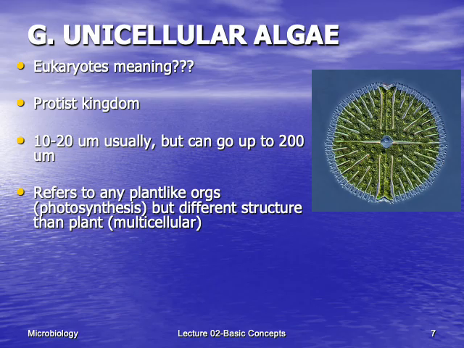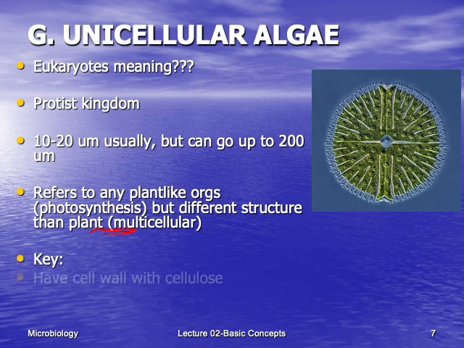They're referred to as plant-like organisms because they do photosynthesis. But they're not plants because plants are multicellular. So we say if they're unicellular, then they're going to be in the protist kingdom. Okay? They're unicellular, they're in the protist kingdom. If they're multicellular, they're going to be in the plant kingdom. So that's how they make that differentiation. So think unicellular algae, protists, eukaryotes.